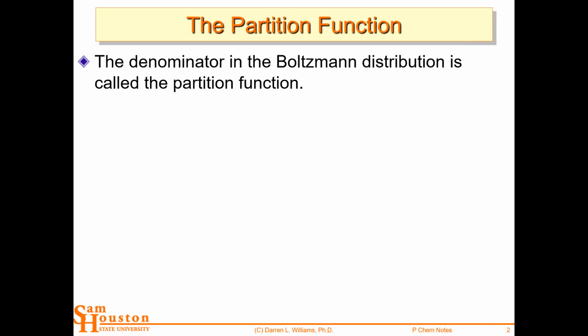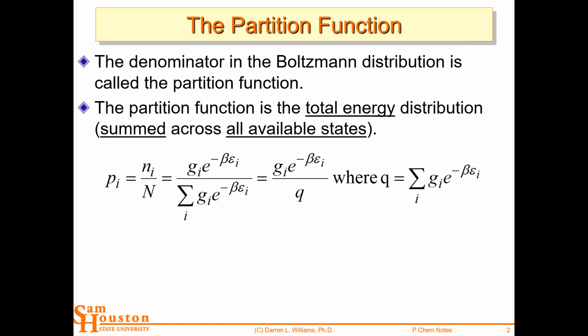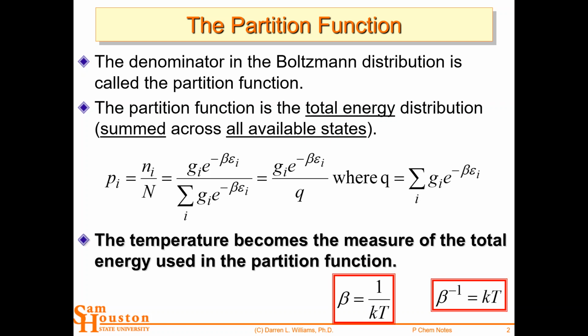And so this is a bit of review. It's the denominator in the Boltzmann distribution. That's called the partition function. It's a count of all available states at a given temperature. We see in some textbooks beta being used, which is just 1 over kT, k being the Boltzmann constant times the temperature.